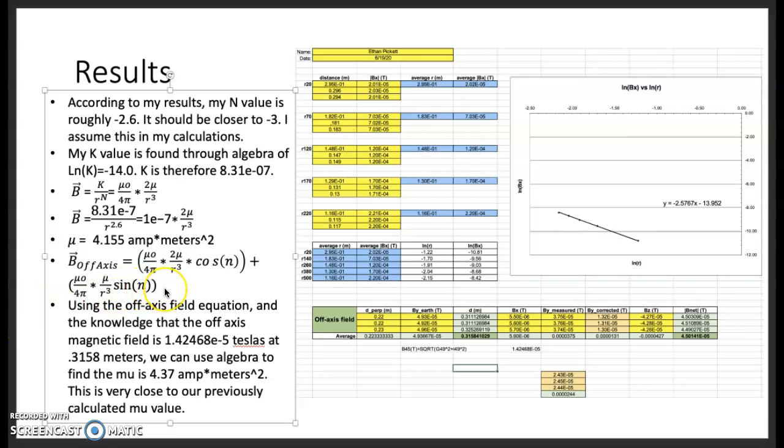To find the experimental mu value that can be calculated using the off-axis, we need a different equation. Using the off-axis equation above, and the knowledge that the off-axis magnetic field is 1.42468 e to the -5th teslas at 0.3158 meters, we can use algebra and this previous equation here to find that the mu value is equal to 4.37 amp meters squared. This is very close to our previously calculated mu value.